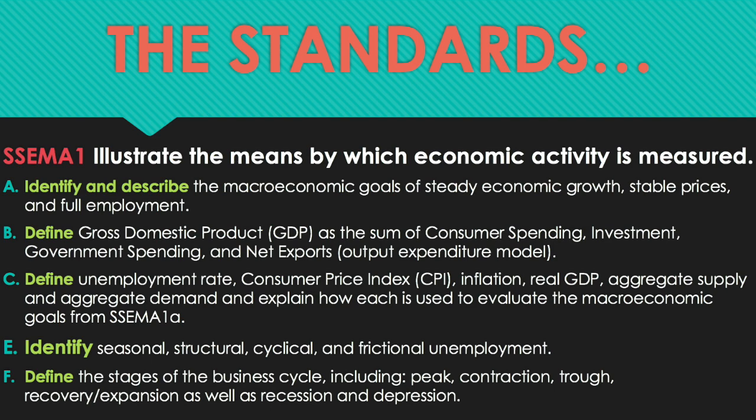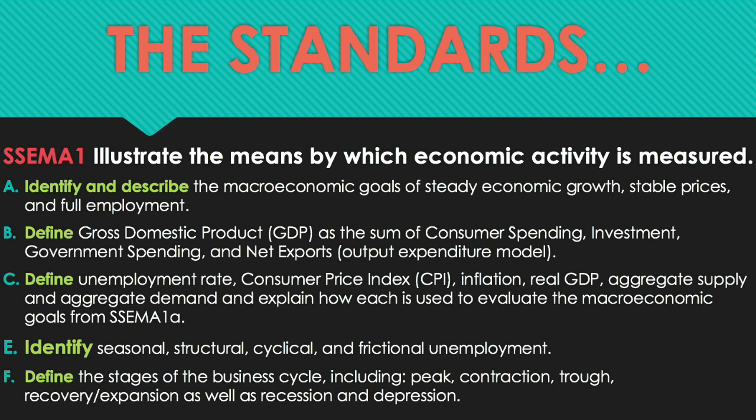SSEMA1A. E tells you to identify seasonal, structural, cyclical, and frictional unemployment, and F tells you to define the stages of the business cycle, including peak, contraction, trough, recovery, expansion, as well as a recession and depression. So yeah, we got a lot of different stuff, but when you look at those standards I've highlighted here, you'll see that most of these things are telling you to be able to identify and describe, or to define. So a large part of what I'm going to be doing today is giving you definitions, and hopefully that will allow you to be able to identify or explain what these things mean.